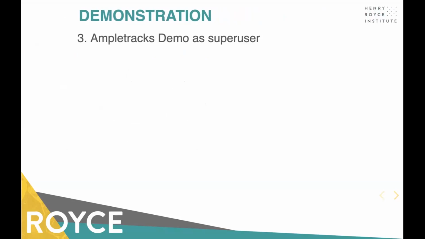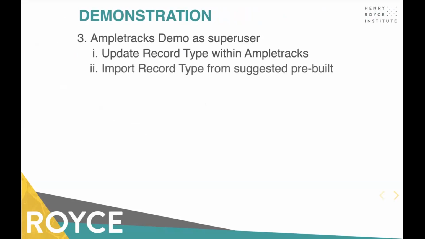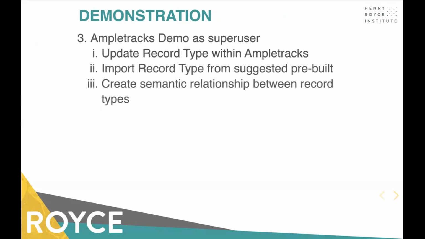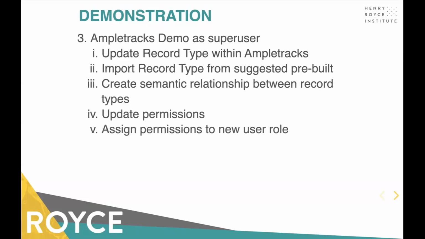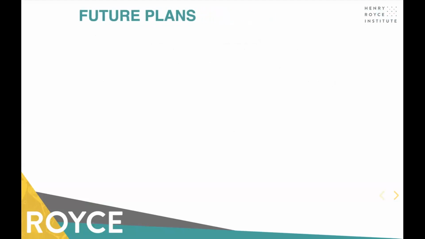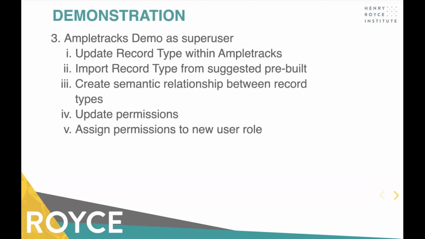And then I'll show you what Ampletracks looks like to the super user, the person determining what the record types look like, what permissions each user can have, and what the roles look like. So we're going to update a record type within Ampletracks. We're going to add extra data fields to the record type. We're going to import the record type from the suggested pre-builds that we have in our GitHub repository. We're going to create semantic relationships between record types. We're going to update permissions. We're going to assign permissions to a new user role. And then we're going to come back and talk about future plans.